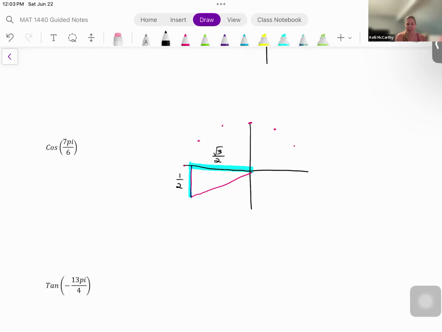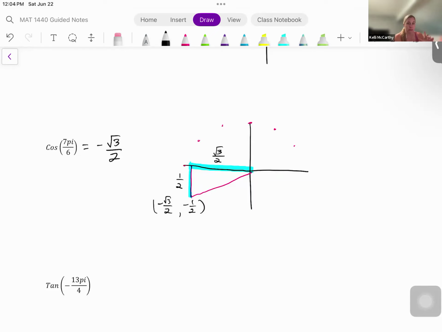And now we add our signs. So I'm going to write this as an ordered pair when I add signs. The x is going to be negative square root of 3 over 2 because we're in the... I just misspoke, we're in the third quadrant, not the fourth quadrant. So both x and y in the third quadrant are going to be negative. Our y is going to be negative 1/2. Cosine being the x coordinate is going to be negative square root of 3 over 2.